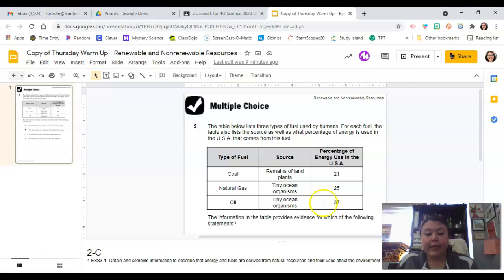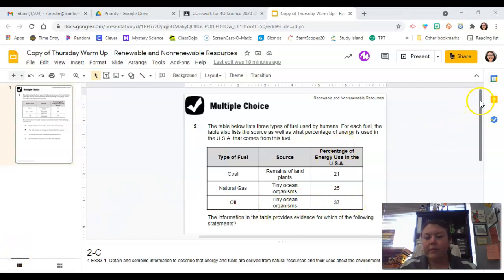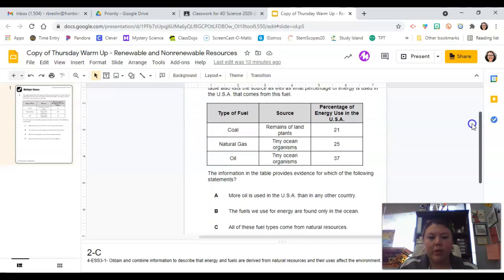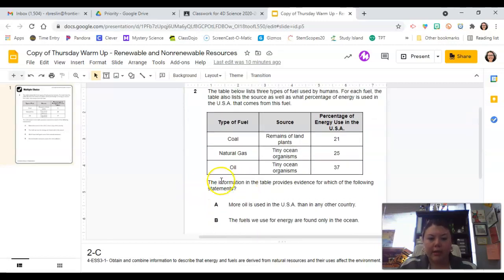If you noticed that coal has the least percentage used in America, you are correct. If you noticed that oil has the most percentage used in the US, you are correct. Good job. All right, so now that we've made a little bit of sense of this chart and did some noticings, let's see what it's going to ask us. The information in the table provides evidence for which of the following statements?